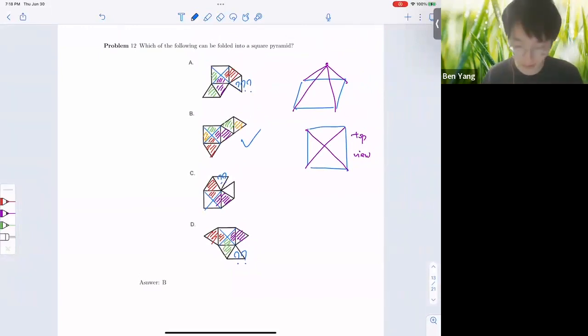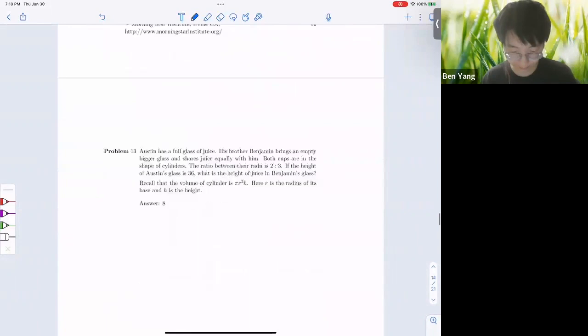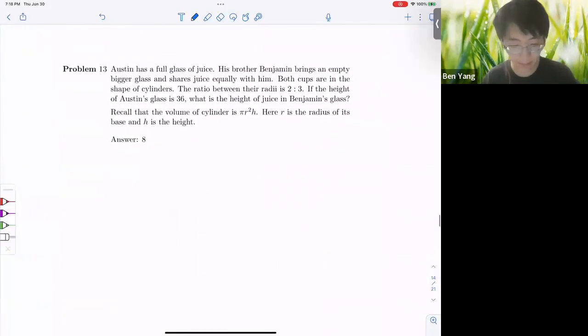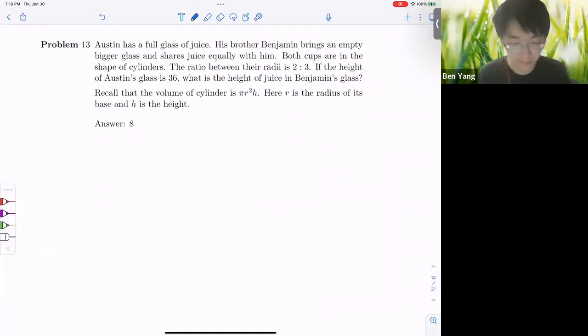Okay, let's move on. Number 13. Austin has a full glass of juice. His brother Benjamin brings an empty, bigger glass and shares juice equally with him. Both cups are in the shape of cylinders. The ratio between their radii is 2 to 3. If the height of Austin's glass is 36, what's the height of the juice in Benjamin's glass?